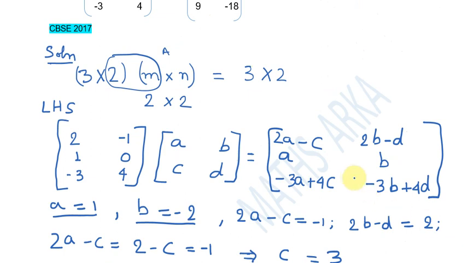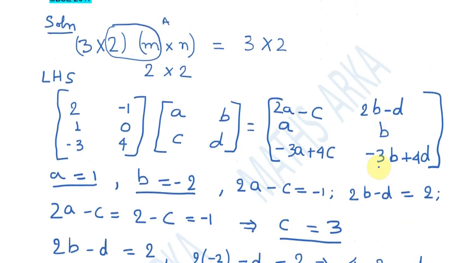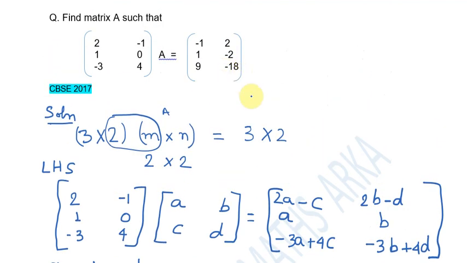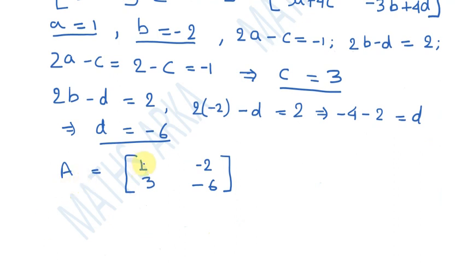Now minus 3b means minus 3 into minus 2, that is 6, plus 4d, d is equal to minus 6, so minus 24. And then here we get 6 minus 24, which is equal to minus 18, and that's what we get over here. So we have been able to now find a, b, c, d value for each of them. The matrix A is equal to 1, minus 2, 3, minus 6.